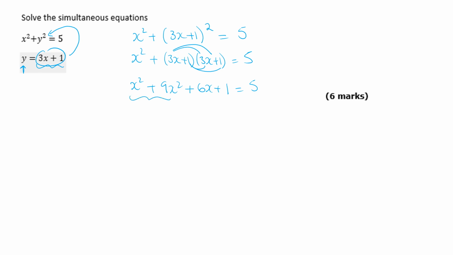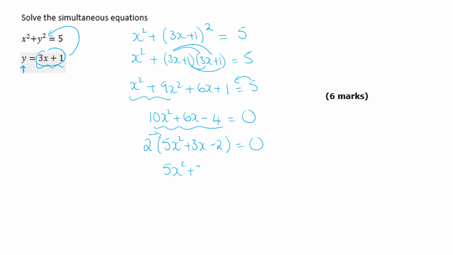How many x squareds have I got? 10x squared plus 6x, bring that 5 over and you'll have minus 4 is equal to 0. These are all even, so I can take a factor of 2 out. Now 5x squared plus 3x minus 2. So 2 times that bracket is only equal to 0 if the actual bracket equals 0, because 2 times something is 0 is only going to be 0 when the bracket is 0. So we can divide through by 2.